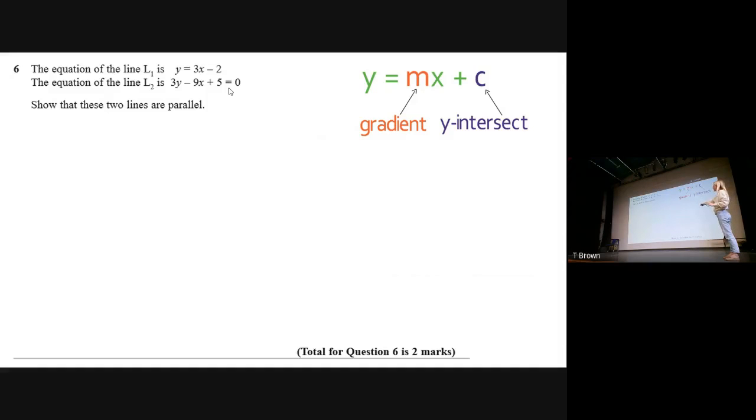Show that these 2 lines are parallel. Now, to show that 2 lines are parallel, like that, they're going to have the same steepness or the same, beginning with G.